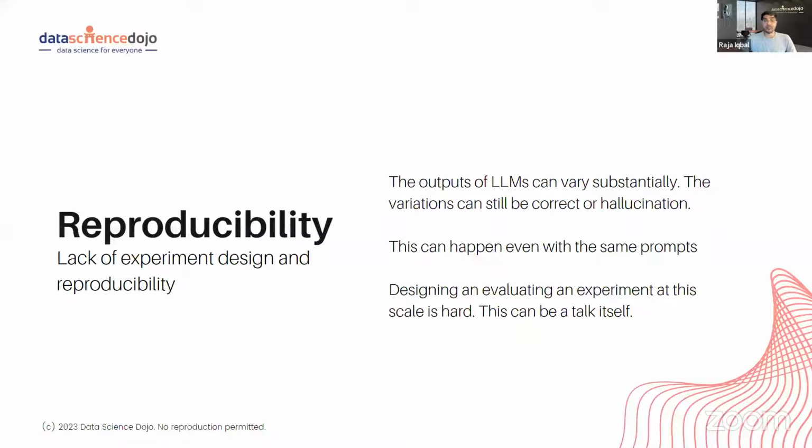Then there is a reproducibility problem, right? So if you look at this, LLMs, even for the same input or the same prompt, exactly character to character, stated in the same way, the output can actually vary just because of the probabilistic nature of large language models. So the outputs can vary. The variations can actually be correct. So it has rephrased something that is still factually correct.